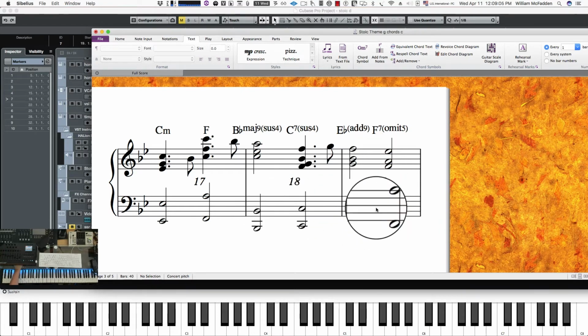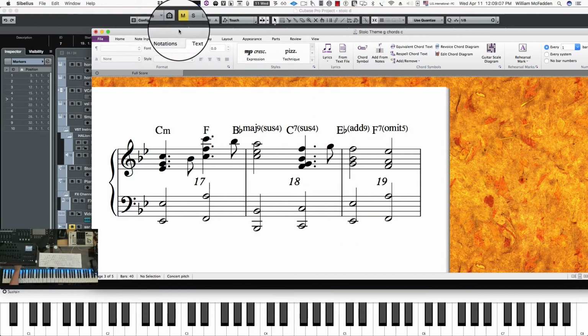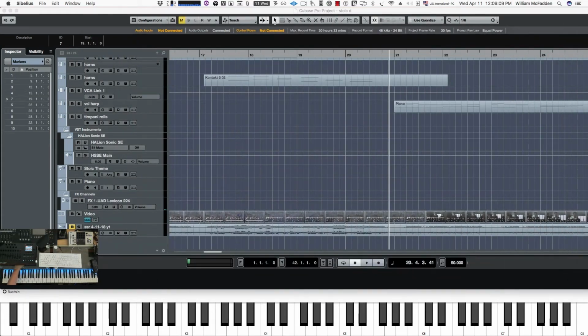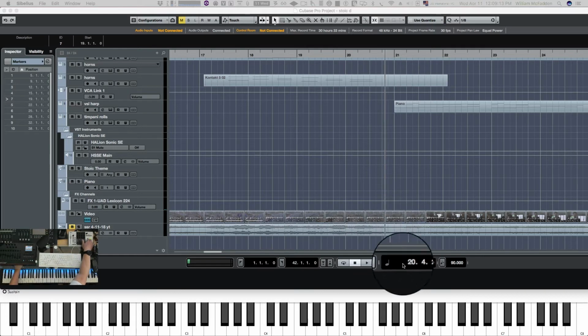So that's measure 19. Let's go beyond 19 to 20. So there's the beginning of 20.